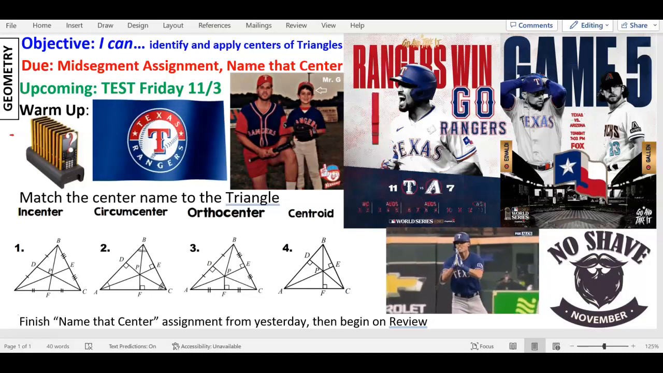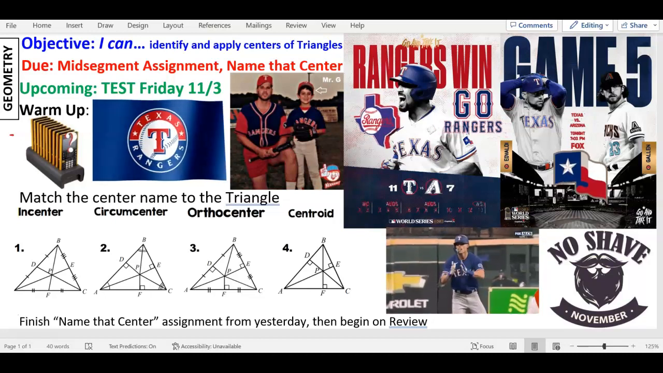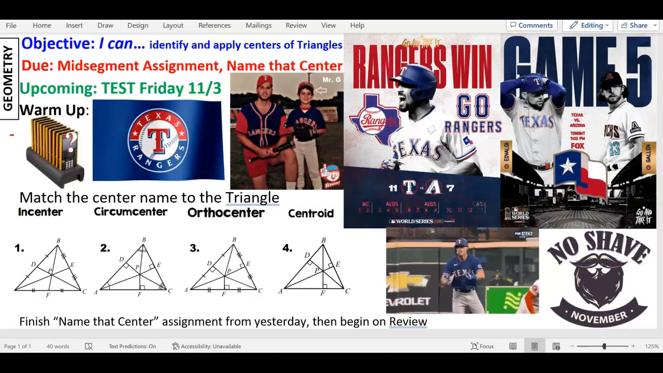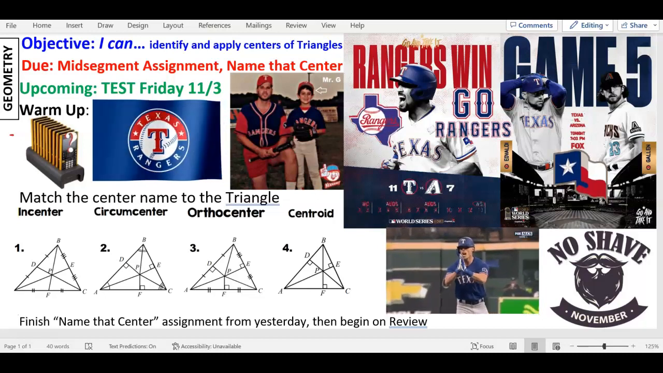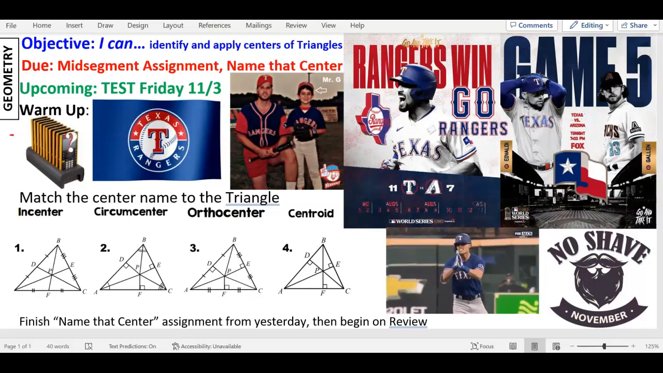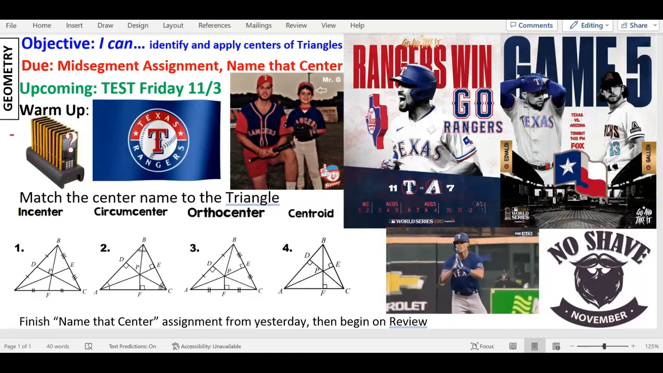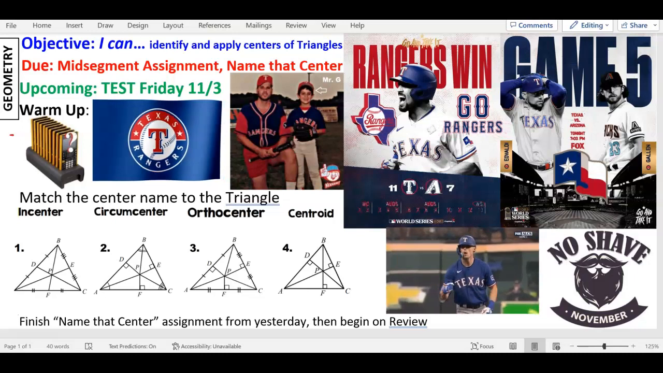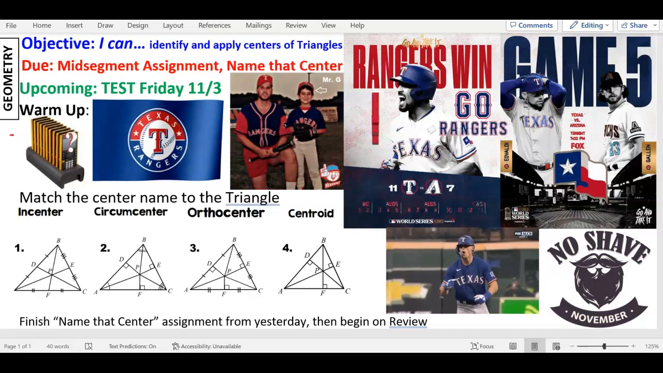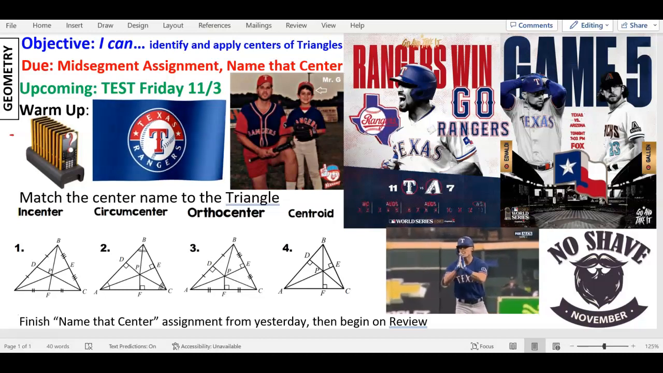This picture, these lines are going from a corner, a vertex, to a midpoint. Those tick marks let you know it's a midpoint, okay? So again, it's going from a vertex to a midpoint. What do we call that?